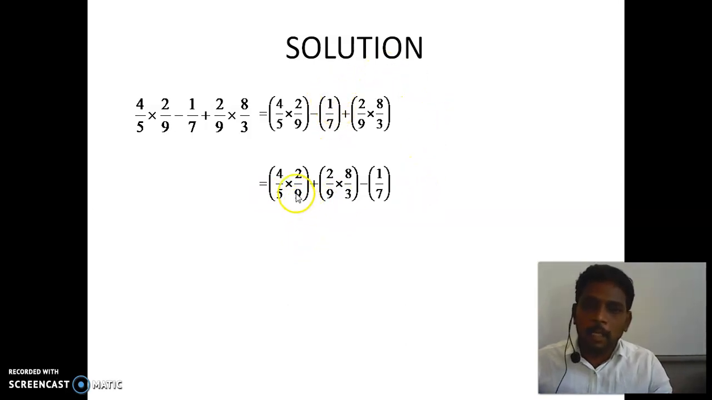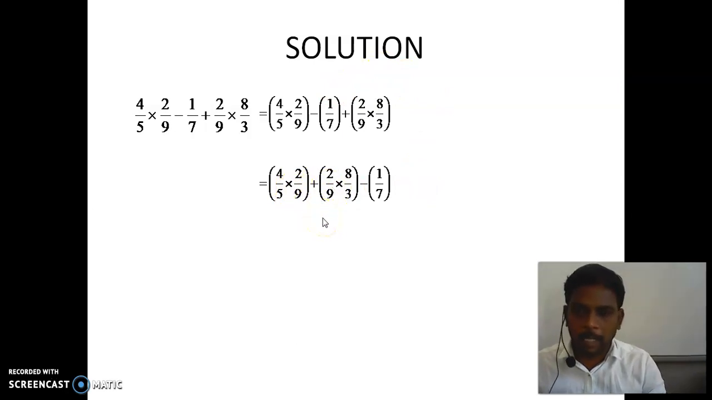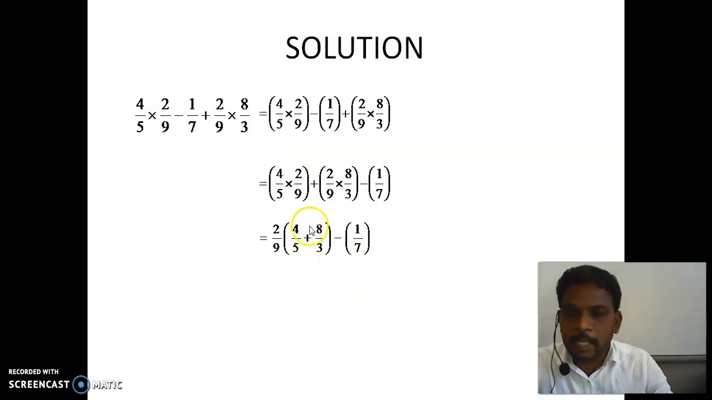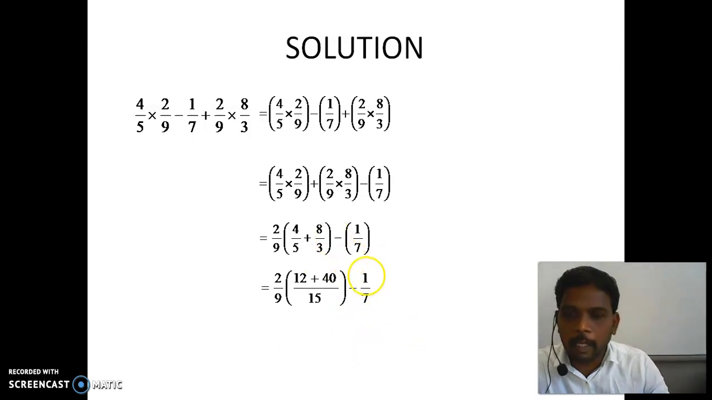Next, in the first and second term, 2 by 9 is a common one. So take 2 by 9 out of the bracket. That is, we are going to take 2 by 9 as a common one. So in the first two terms, I took 2 by 9 as common. So remaining here 4 by 5 plus 8 by 3, minus this 1 by 7. So next we are going to simplify the numbers inside the bracket, because I already told that the numbers inside the bracket, first simplify that one.